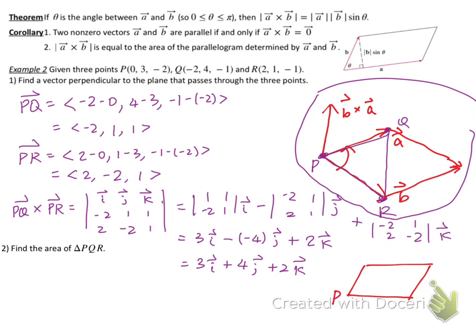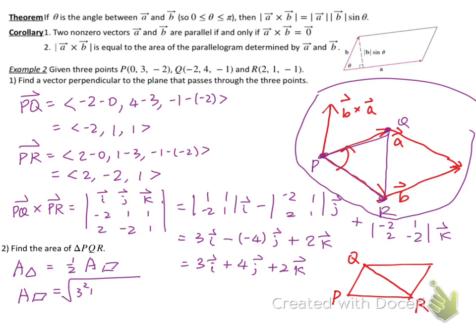So we are doing P, Q, and R. I connect my Q and R, and I cut my parallelogram into two identical triangles. So the area of the triangle is half the area of the parallelogram. And we know that the area of the parallelogram is the absolute value, or the length, of our cross product.